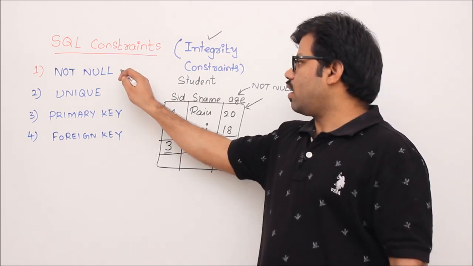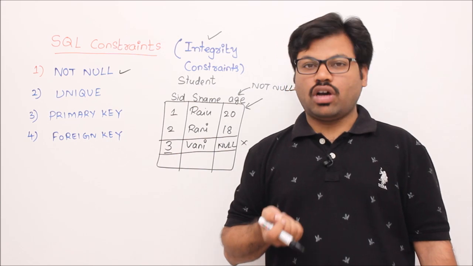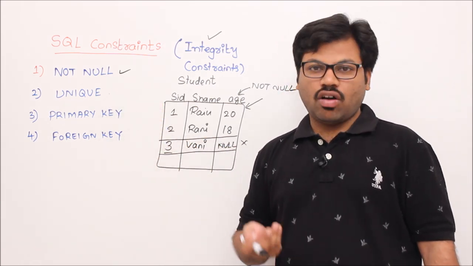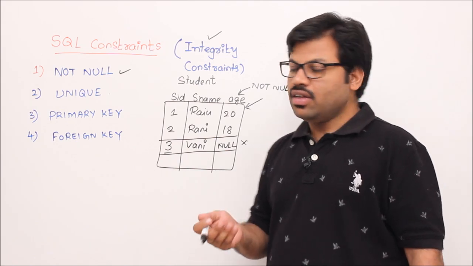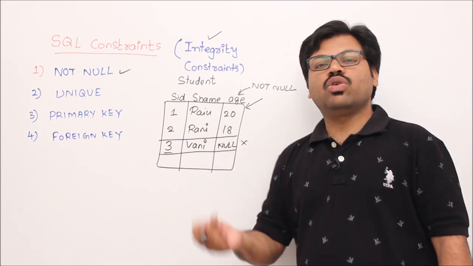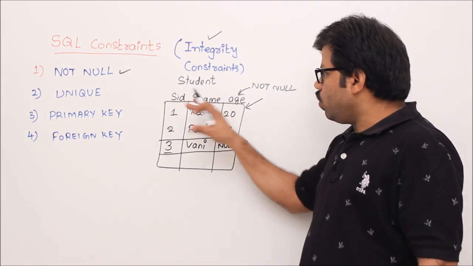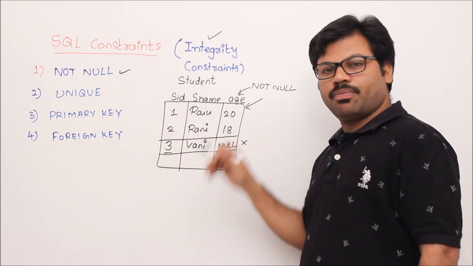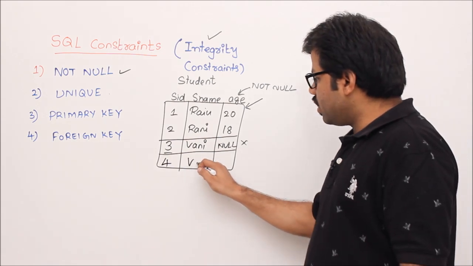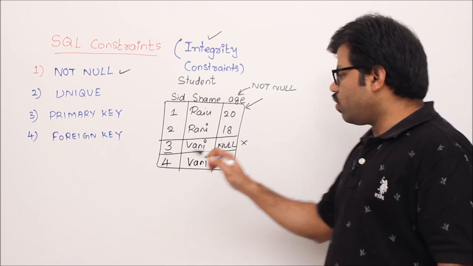Apart from that, so not null is done. We use not null on the field if you don't want to allow null values. Second one, unique. Sometimes you can create a column with a unique constraint. The purpose of the unique constraint is to not allow duplicates. For example, you don't want to have two different students with the same name. Example, there is one more student, her name is also Vani, 25 is the age, and you don't want to allow it.